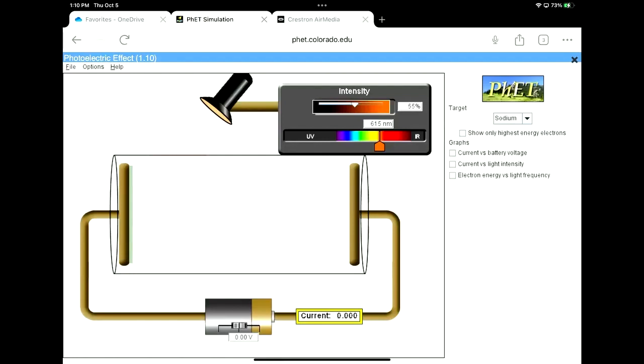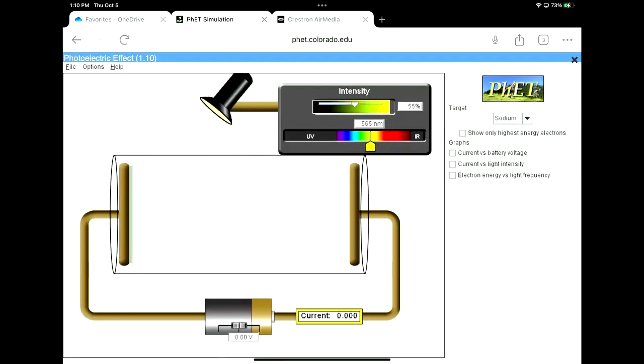I've got to up what? I've got to up the energy, but how? What do I need to change? The wavelength. I change the wavelength by doing what? Making it longer or shorter? Shorter. Okay, so I want to move my bar to the left.